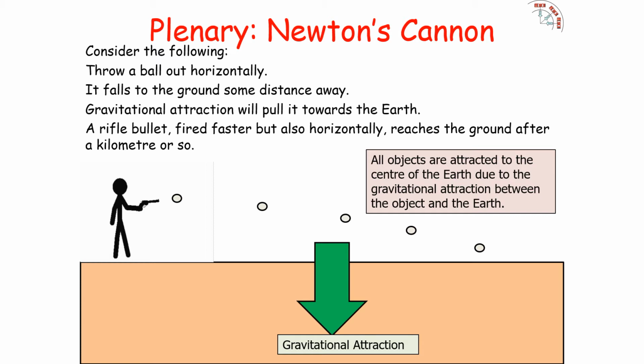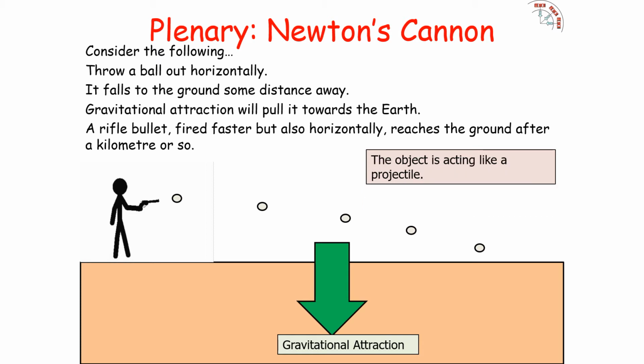A rifle bullet fired faster but also horizontally reaches the ground after a kilometre or so, which tells us that all objects are attracted to the centre of the Earth due to the gravitational attraction between the object and the Earth. So our object is acting like a projectile. There is only the force of gravity acting on it.